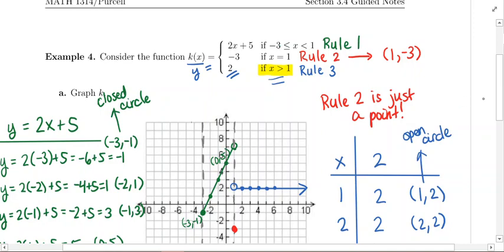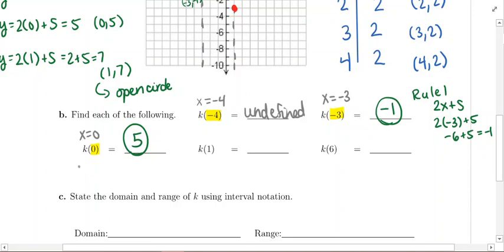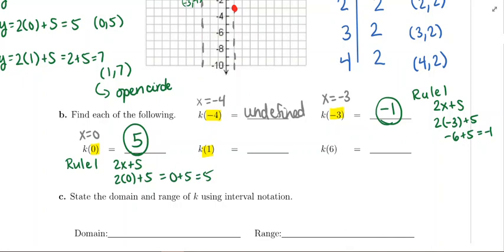Okay, so you would use rule 1. That's 2x plus 5, plug in x equals 0. That's going to give you 0 plus 5, which is 5. Moving on to k of 1. Here, x is 1.